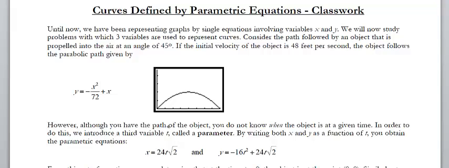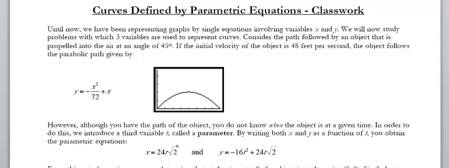So parametric equations are, I think, one of the easier topics in all of calculus. A lot of times they're pretty logical, and the idea behind a parametric equation is you are defining both x and y in terms of some third variable, usually called a parameter. A lot of times it's t.